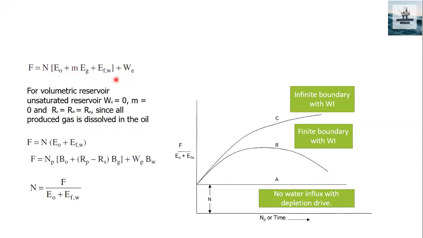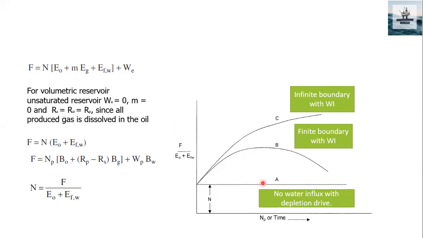Since M becomes zero and W also will become zero, from this equation you can derive N is equal to F by (Eo + Efw). You can see on the y-axis, F by (Eo + Efw). On the x-axis, if you have the data of Np, and the data for F, Eo, Efw, and Np, if you draw a graph, these are the forms you can expect.